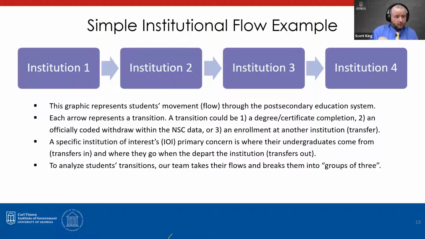The arrow could also be an officially coded withdrawal. Those happen in Clearinghouse data, and where they are, we try to account for them within these flows. And then lastly, that transition could just be a movement from one institution to a different institution without a completion.